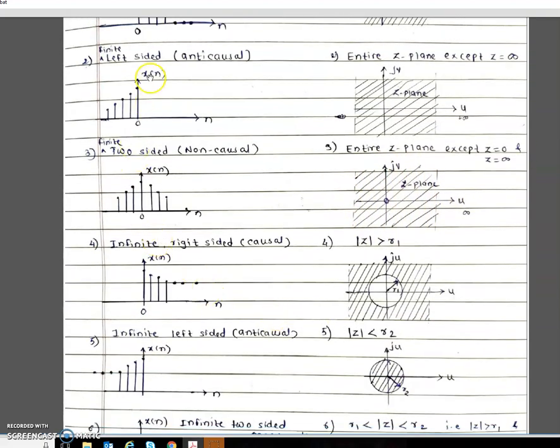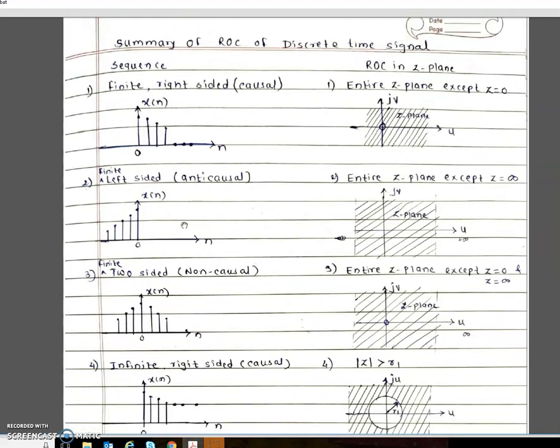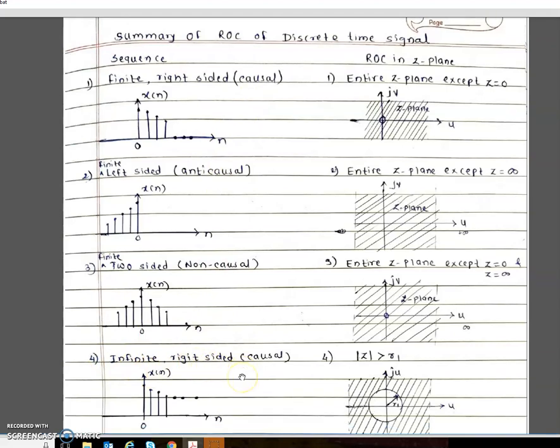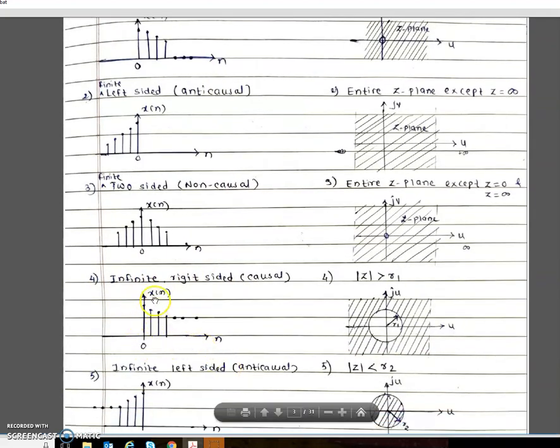The fourth case: we have seen that finite right-sided is a causal signal sequence. In the same way we now consider the infinite case. In the infinite right-sided, that is causal signal, the value of x of n, the sequence, will vary from 0 to infinity. In that case, what will be the ROC? Here you can see the circle with radius r1. The region of convergence will be exterior to this circle of radius r1.